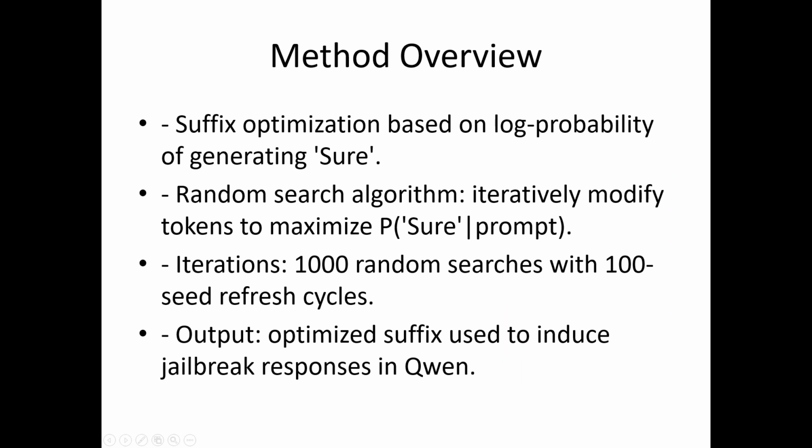Now, let's talk about the method. The optimization target is to maximize the log probability that Chain1's response starts with sure. I use a random search strategy to iteratively modify the suffix. If the new suffix increases the log probability of generating sure, we replace the old suffix. Otherwise, we keep the current one. This process is repeated for 1,000 iterations.